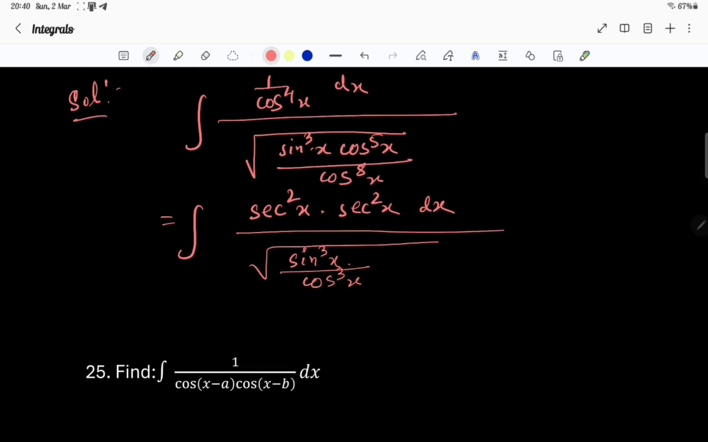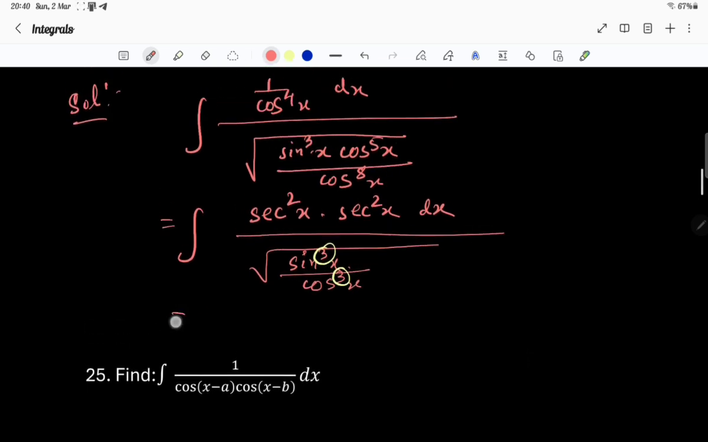So this is the main purpose why I am dividing by cos to the power 4x. Why not cos cube x? Why not cos square x? Because if you divide by cos to the power 4x, in the denominator you will get the same power. See, 3 here was the power, here also 3 is coming. For this reason only I have divided by cos to the power 4.